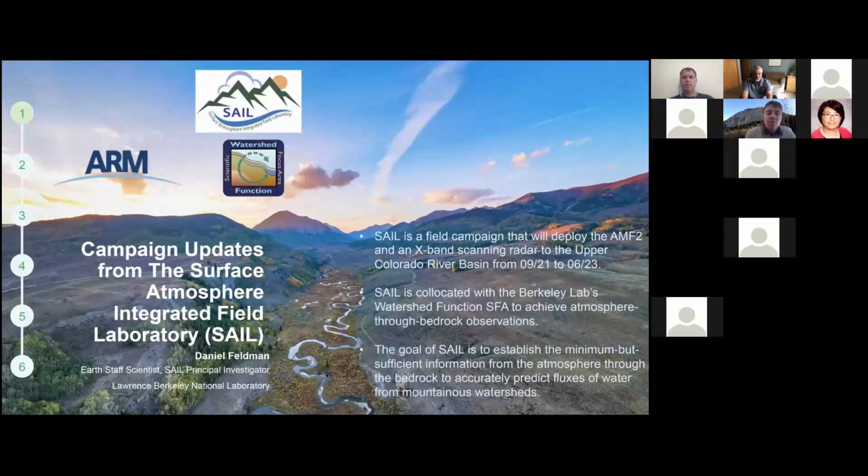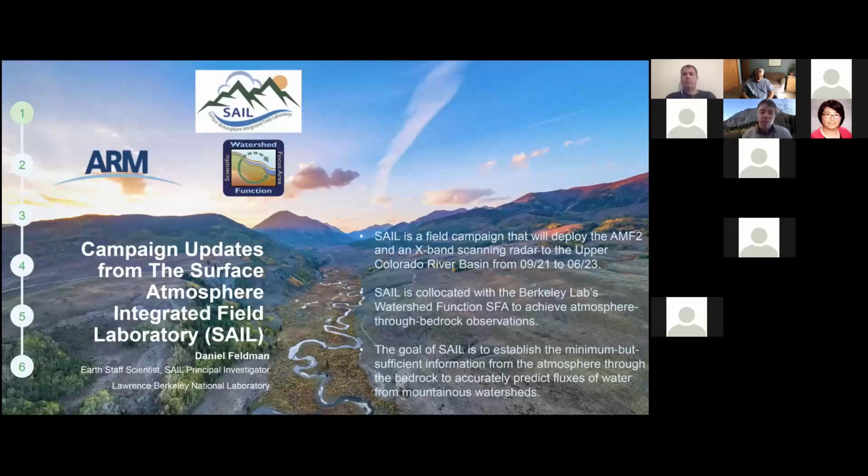The SAIL campaign is not going into an empty vessel. It's going into a heavily studied watershed. It's the focus of research activities that are led by the Watershed Function SFA, which is led out of Berkeley Lab and is supported by the Subsurface Biogeochemical Research Program within DOE. And so together, these co-located observations and modeling activities will achieve atmosphere through bedrock observation and modeling capabilities.